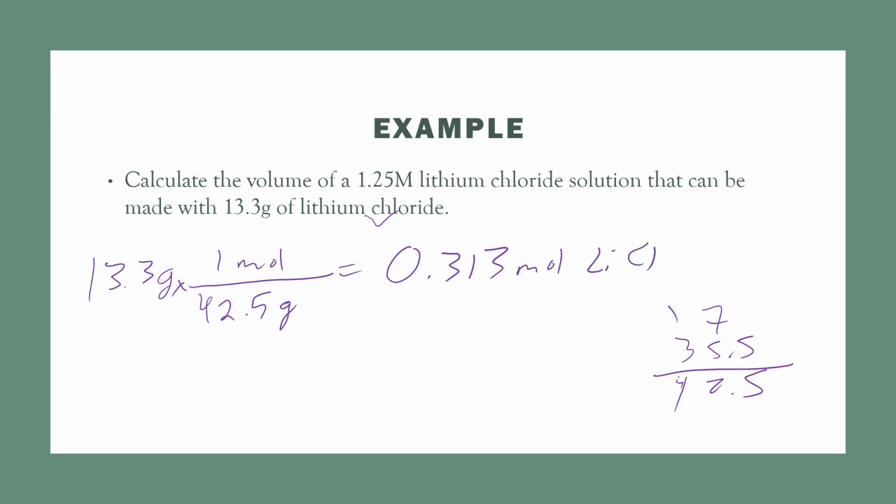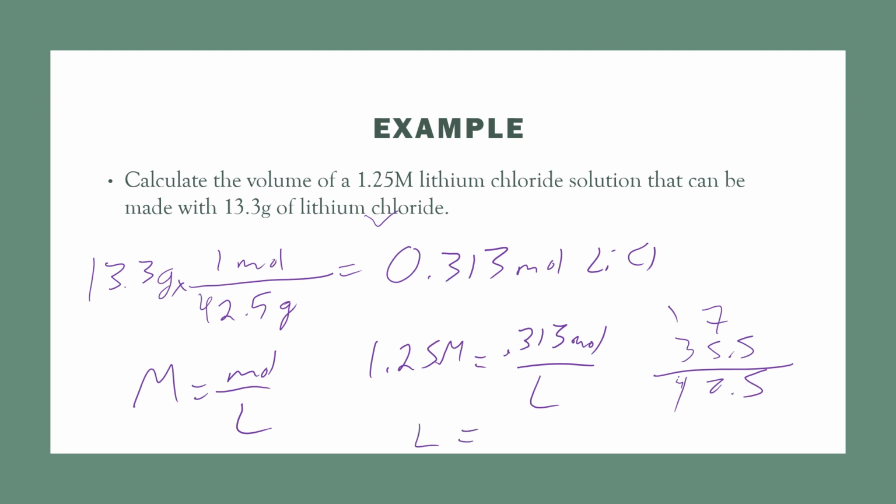Then molarity is equal to moles over liters. So you can do the 1.25 molar, the 0.313 moles, and solve for the liters. And when you solve for liters, you get 0.251 liters. Now that is 251 milliliters if you move the decimal back over. But since the question did not specify, you can just leave it in liters if you'd prefer.